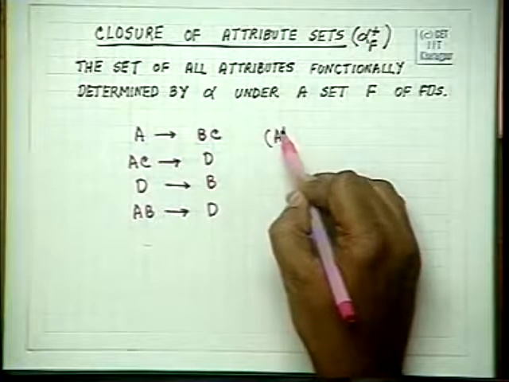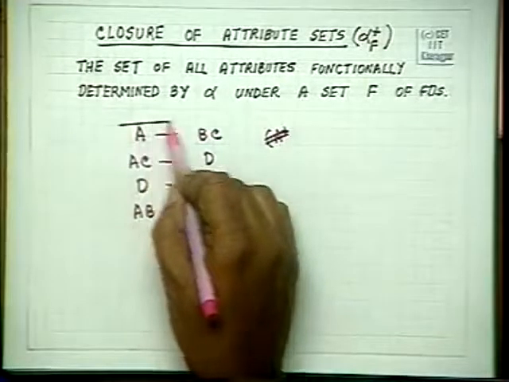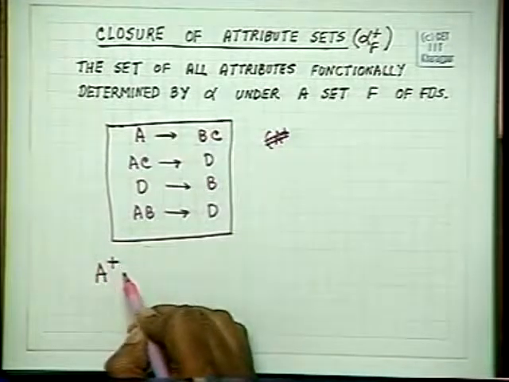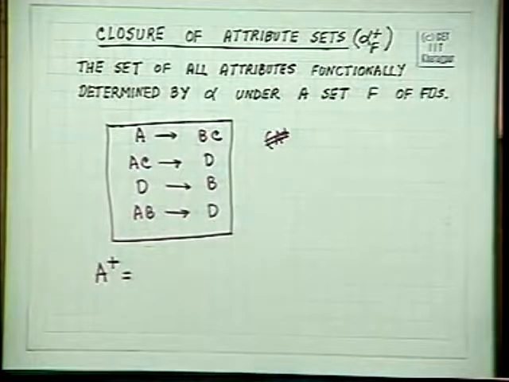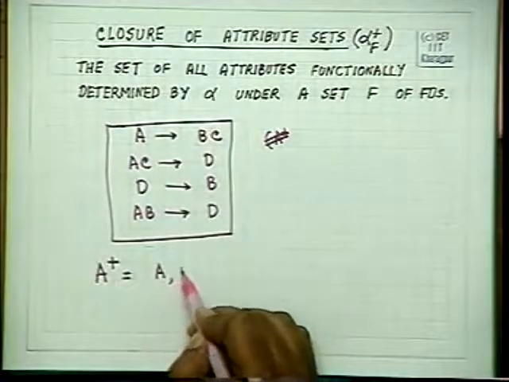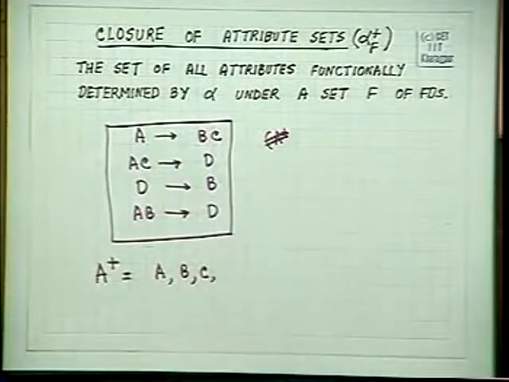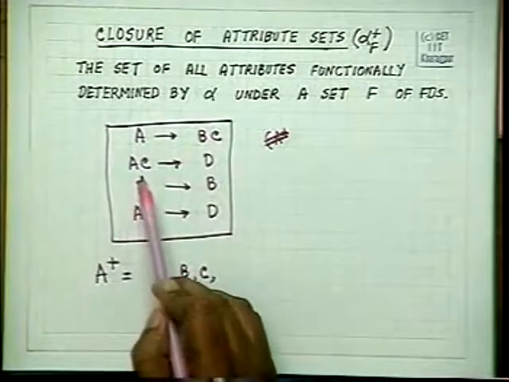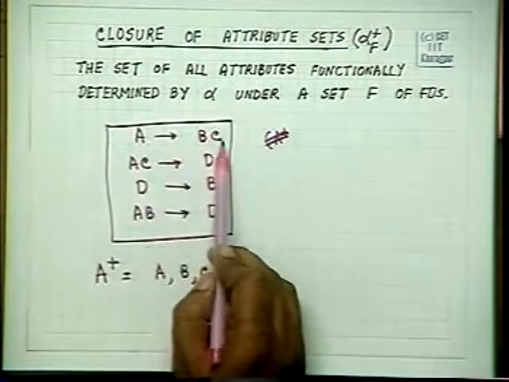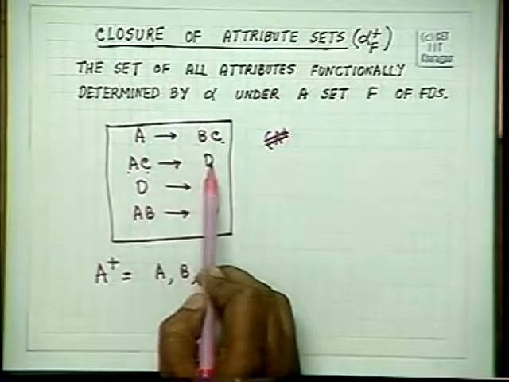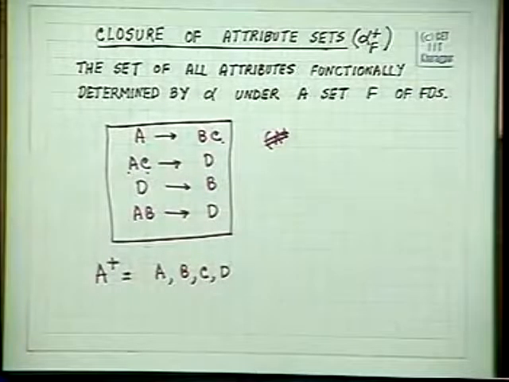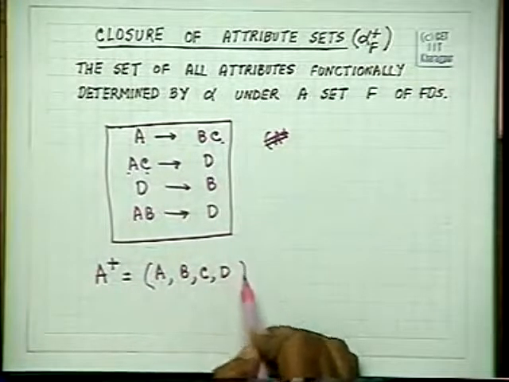What is A plus here? This is the set of functional dependencies. A plus is equal to A obviously, B, C. Now A implies B, and A implies C, and AC gives D. Therefore, A will give D. So, A plus is A, B, C, D.